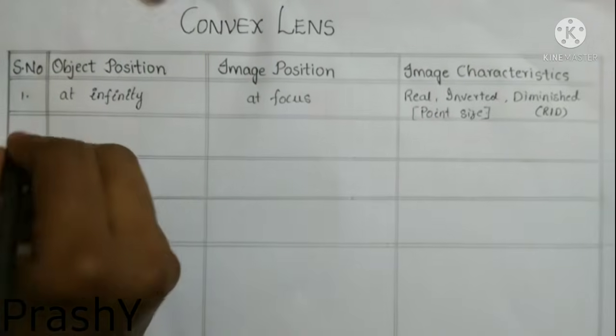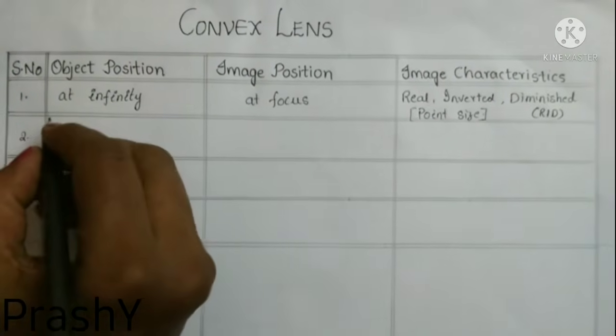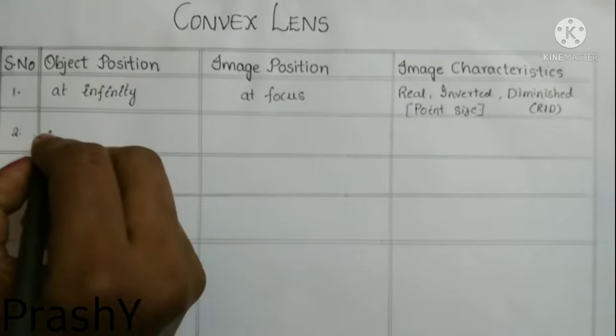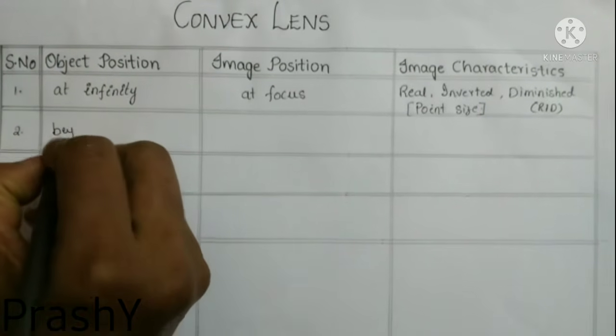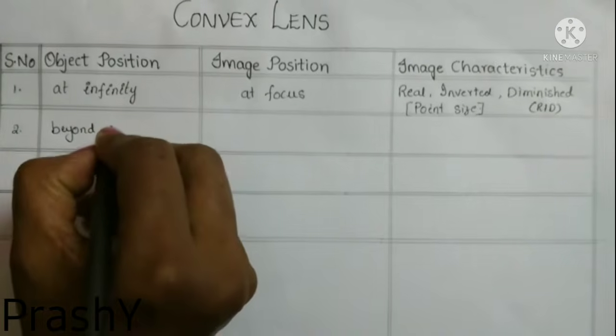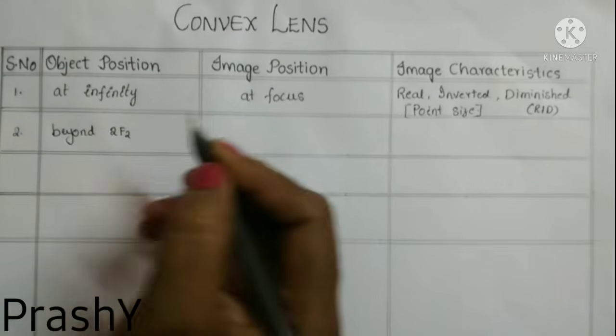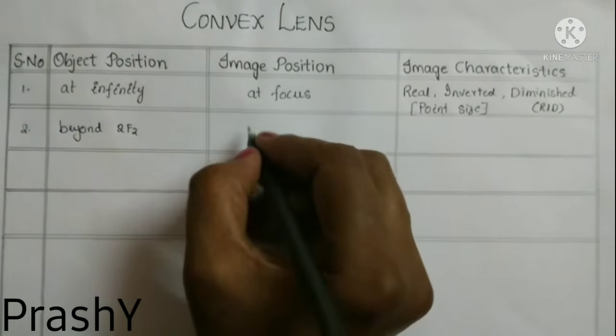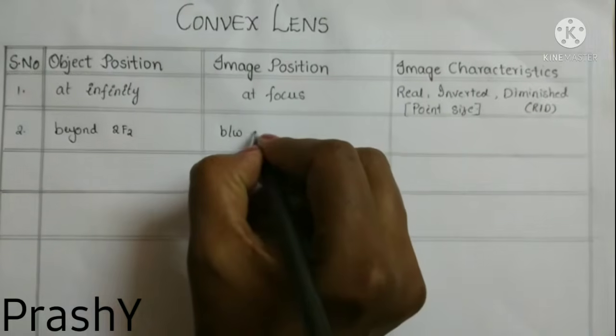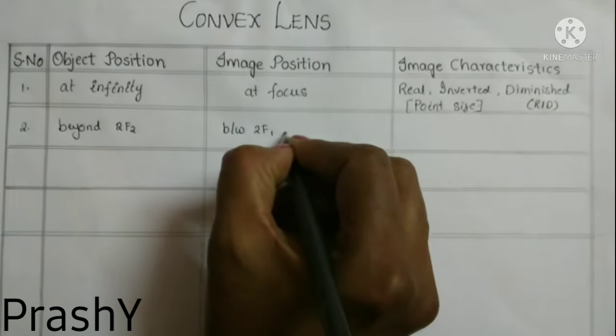So for convex lens, the second one is object beyond 2F2. So when the object is beyond 2F2, we got the image between 2F1 and F1.